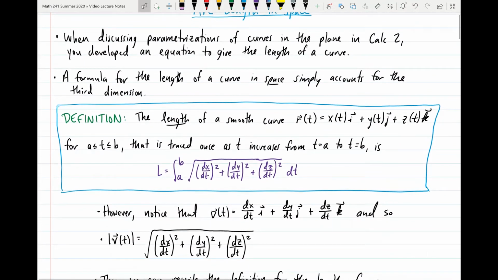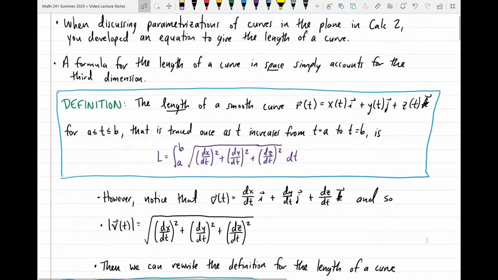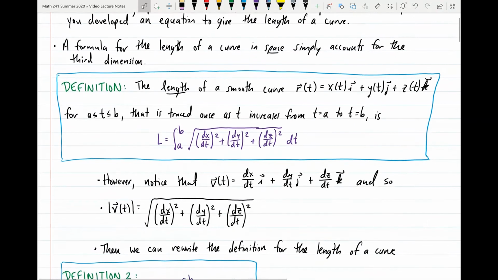And in this section, we're going to develop a formula for the length of a curve in space as opposed to the plane. And to do so, we simply account for the extra dimension. So we're just going to add in the fact that we have a third dimension for curves in space. So let's move on to the definition.